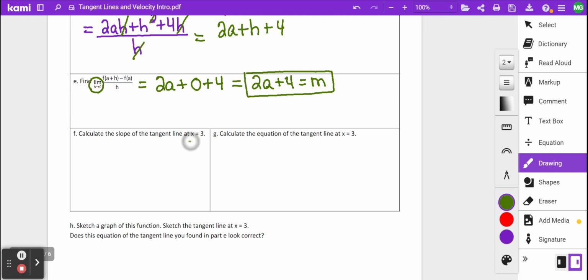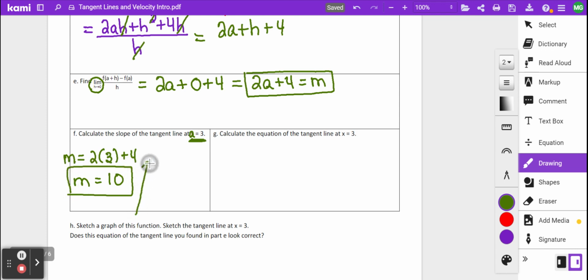Now we're going to actually find the slope when x equals 3, or in other words, when a equals 3. So we'll find the slope: 2 times 3 plus 4. And when x equals 3, the slope of the tangent line is 10. So that is a very steep slope.